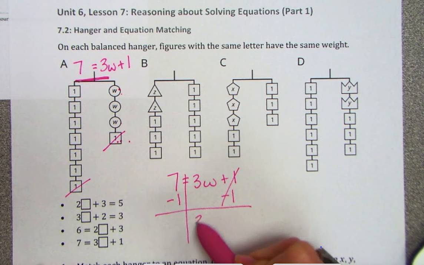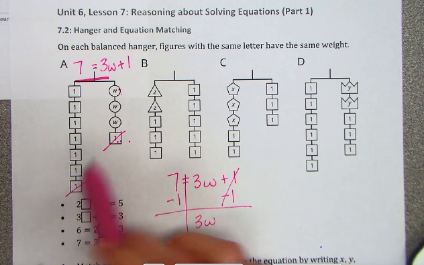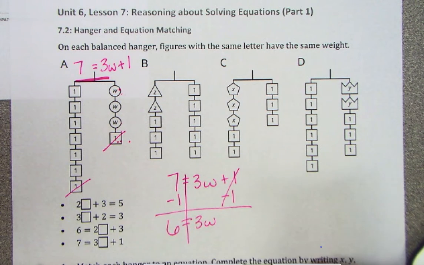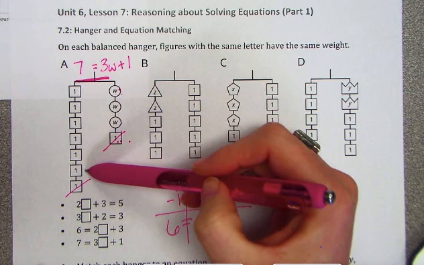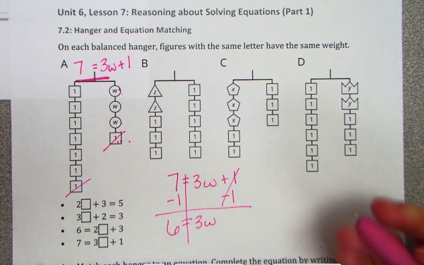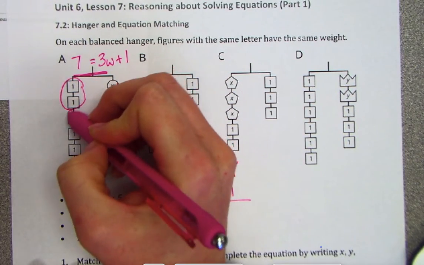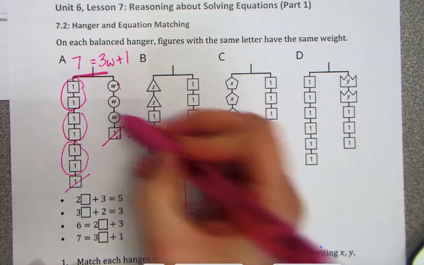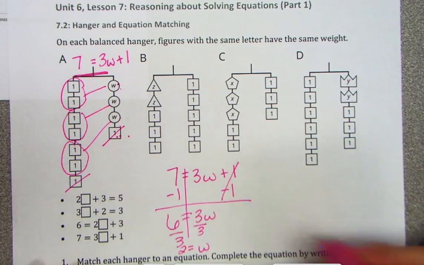This becomes just 3W, just like here. 7 minus 1, I have 6 ones left. Now I've got 3 W's and 6 ones. I need to split these ones into 3 groups or divide by 3. So I'm going to divide by 3, split them into 3 equal groups, and I get 1 W is equal to 2. Okay?